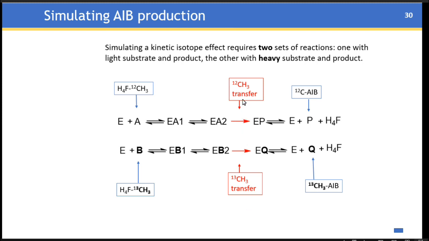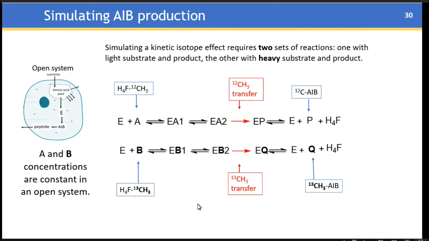This is the C12 transfer step. This is the C13 transfer step. And you run the simulation the same way. Of course, this being an open system, what we're interested in, both A and B concentrations are constant. So in other words, the isotopic ratio of the amino acids in the pool is what the enzyme would be dealing with.